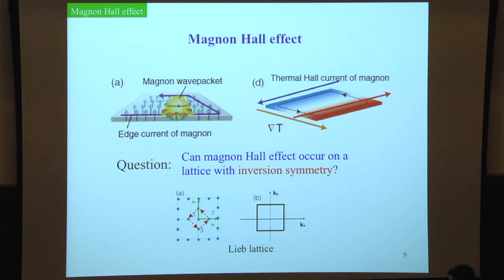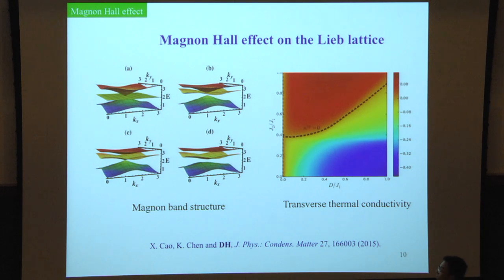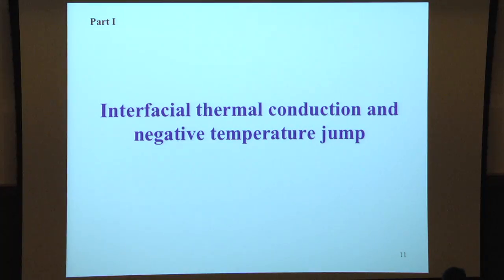So previous studies discovered the effect in systems without emergent symmetry. So the question is, can the magnon Hall effect occur in a lattice with emergent symmetry? So the answer is yes, and we consider the leaf lattice, and we do observe the transverse thermal conductivity in this system. So this is a very brief introduction of the novel phenomena about thermal transport that I just mentioned.